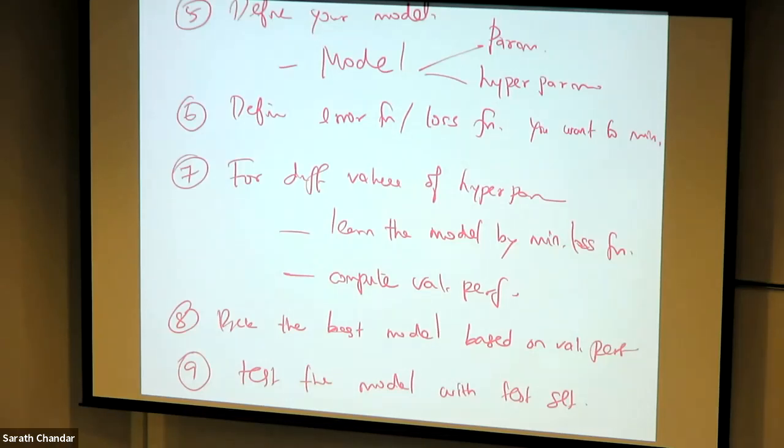Yeah, question? If you have multiple hyperparameters, do you need to create two validation sets, or do you try all the combinations? All combinations in the same validation set.